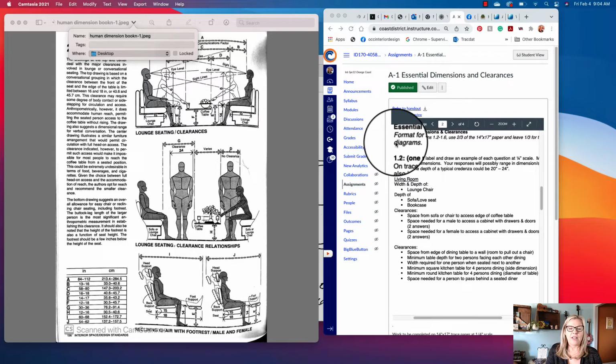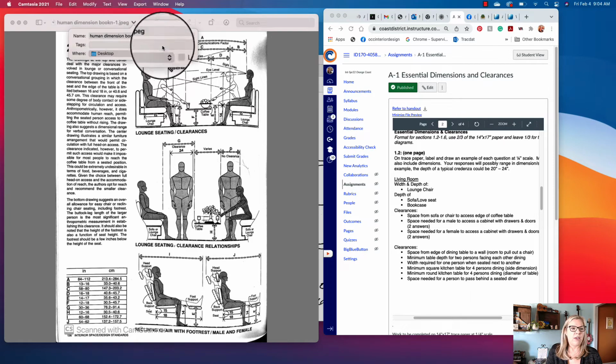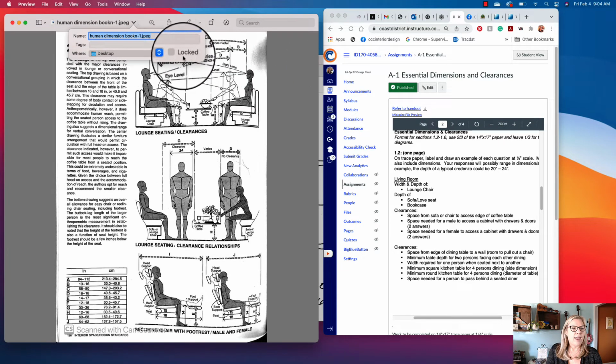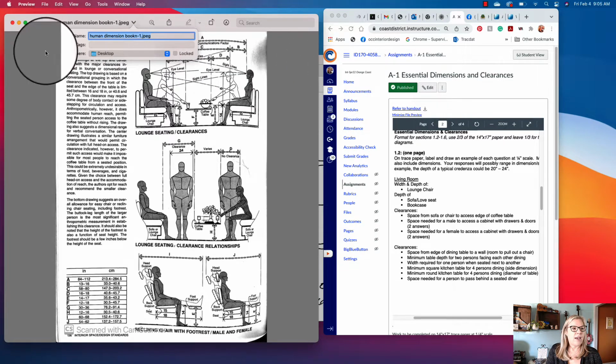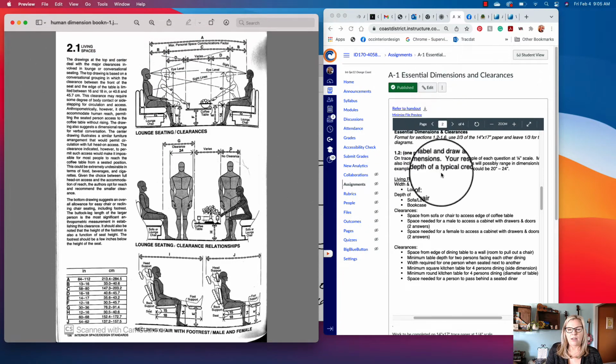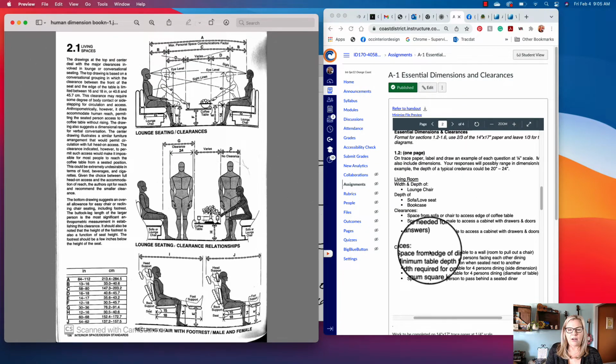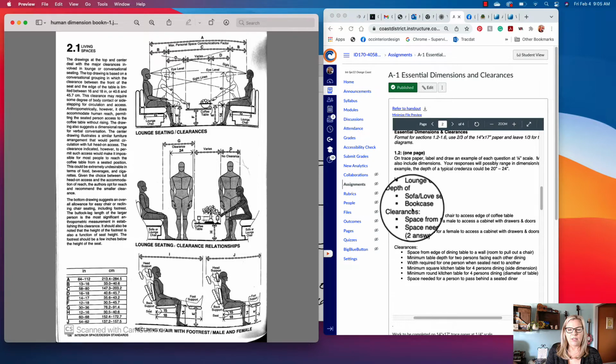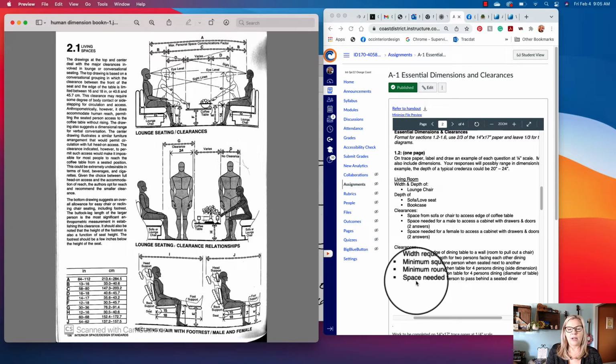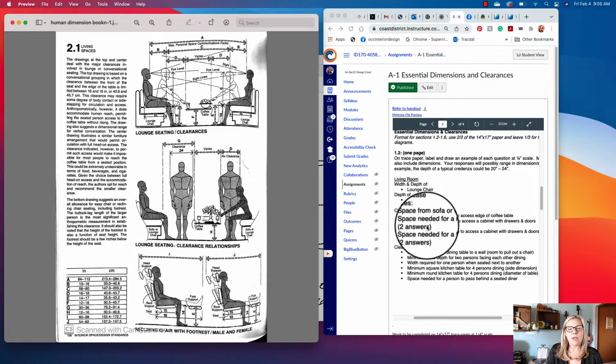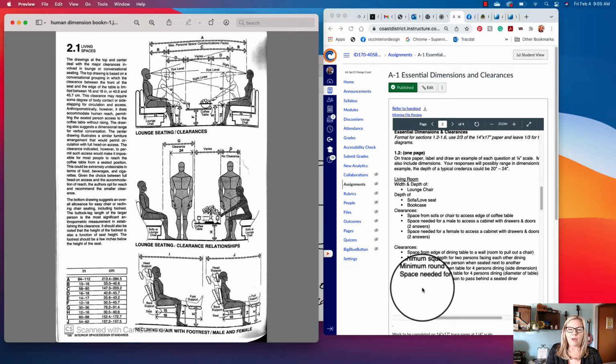Hi, I wanted to give you a quick example of how to use the Human Dimension book. I am looking at the assignment here and specifically the clearances. This is what you'll find works best for the use of this book. When you're asked for a clearance and thinking, where am I going to find that information? The Human Dimension book is really well organized.